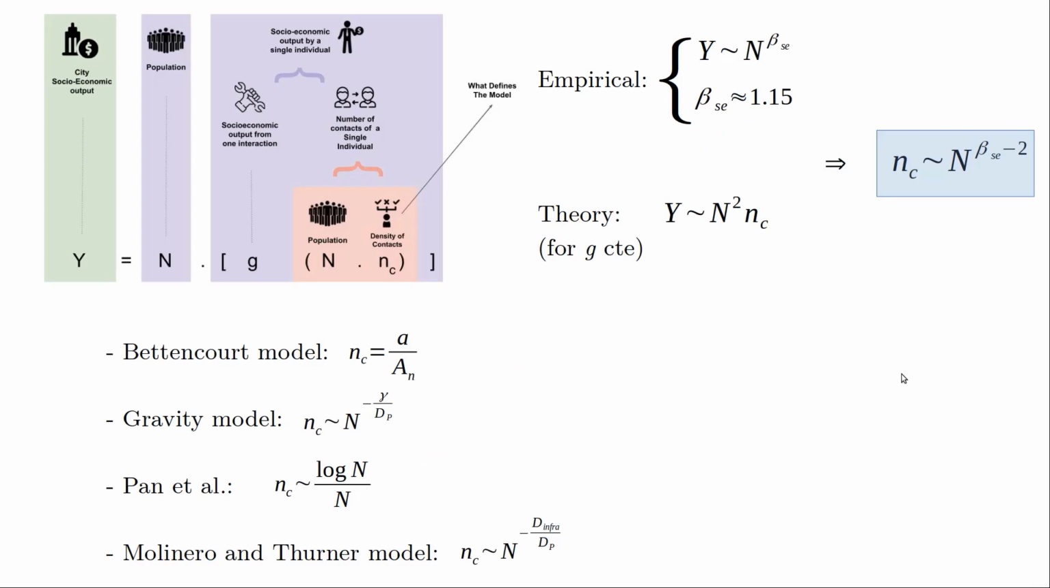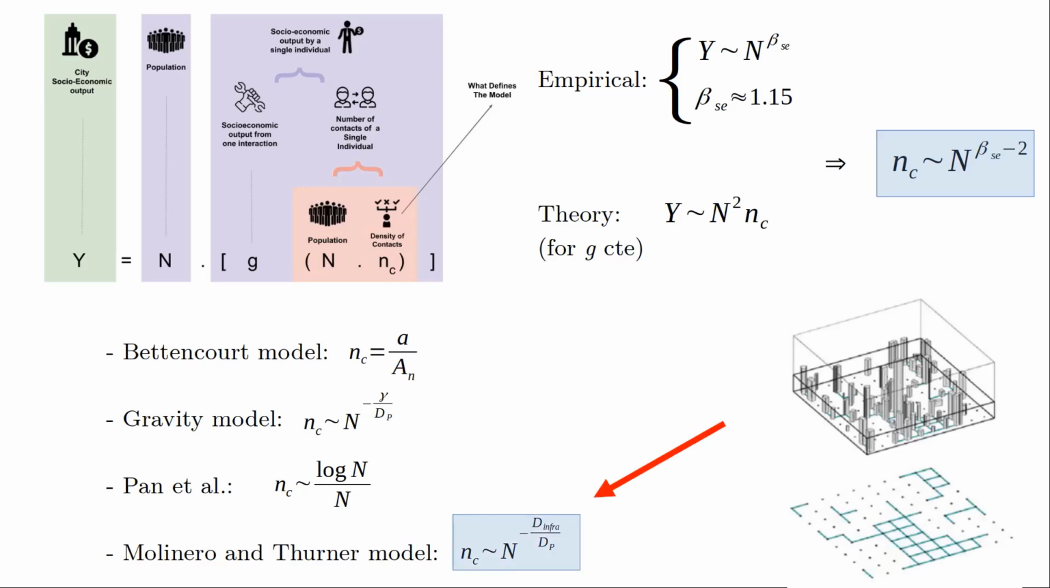So, to finalize here, we have the Molinero and Thurner model that considers an interplay between the fractal dimension, or the fractal distribution, of the population, and the fractal dimension or fractal distribution of the infrastructure. So the probability of interaction is the interplay between infrastructure and population spatial distribution, right?